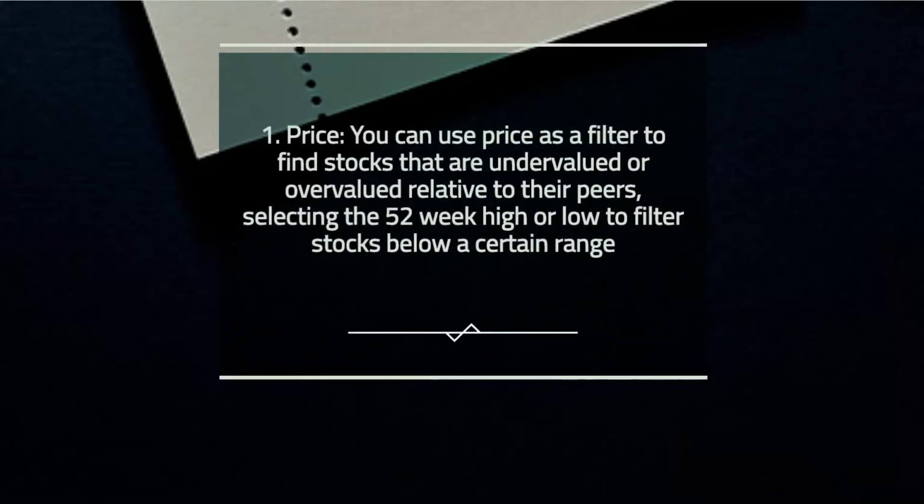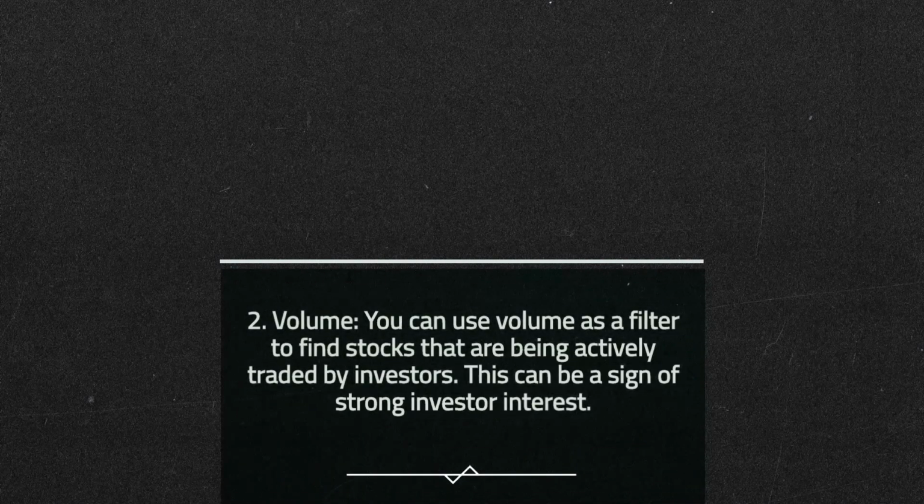1. Price. You can use price as a filter to find stocks that are undervalued or overvalued relative to their peers, selecting the 52-week high or low to filter stocks below a certain range. 2. Volume. You can use volume as a filter to find stocks that are being actively traded by investors. This can be a sign of strong investor interest.